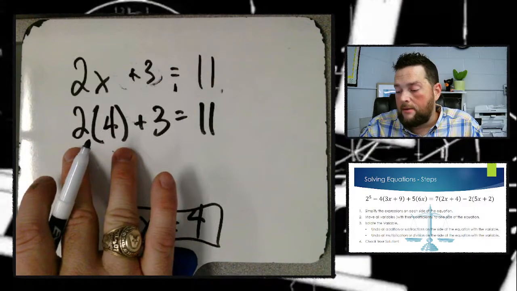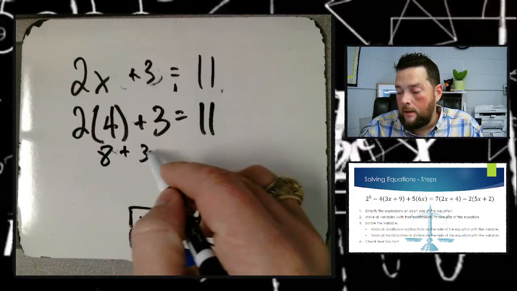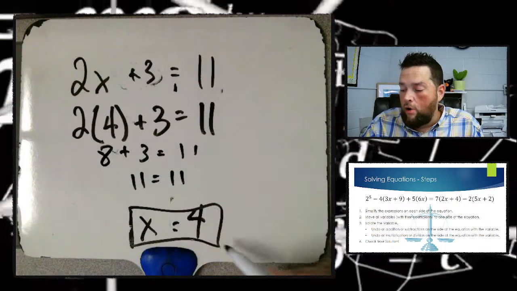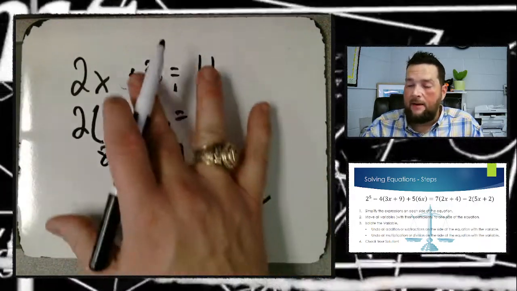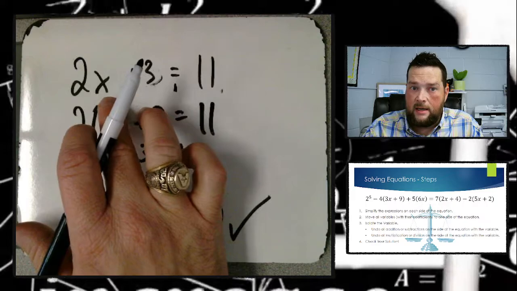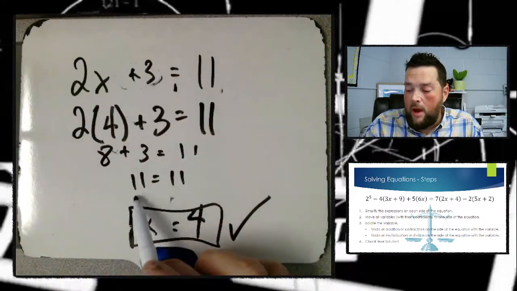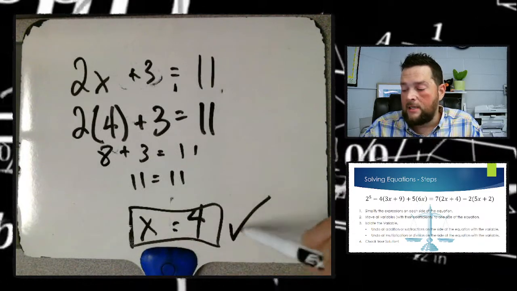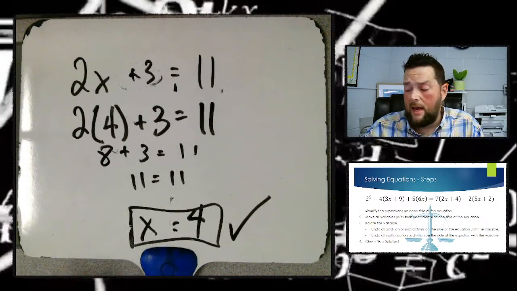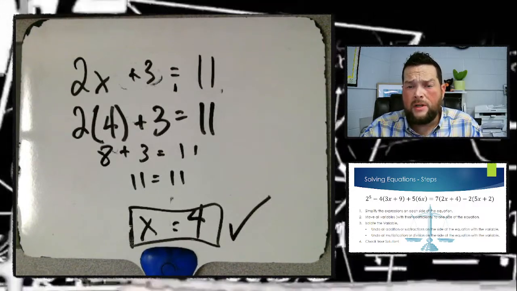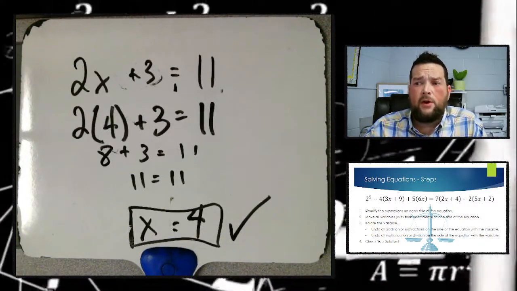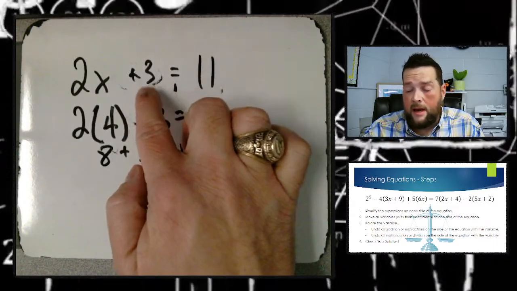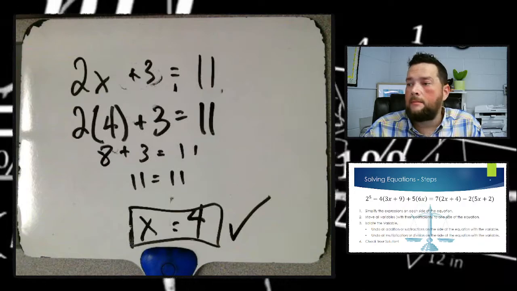I have to do 2 times 4 first, which is 8. And 8 plus 3 then is 11, all right? And we know that this is correct because after we plugged it in for our x and we did all the math, we had the same number on both sides of the equation. So 11 equals 11, so we know our solution was correct. x equals 4. Those are the steps. It's not too incredibly difficult. You just have to undo any additive component first, and then undo any multiplicative component.